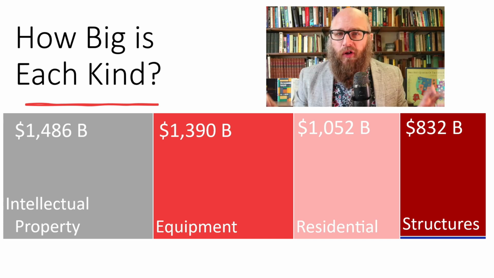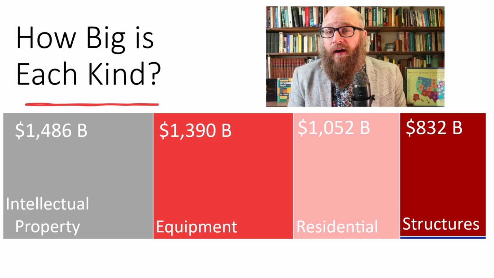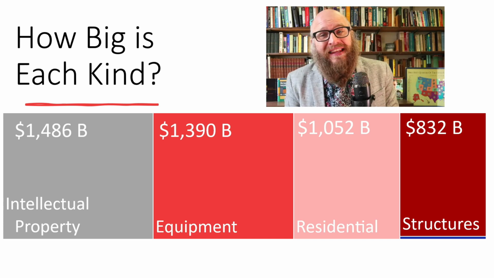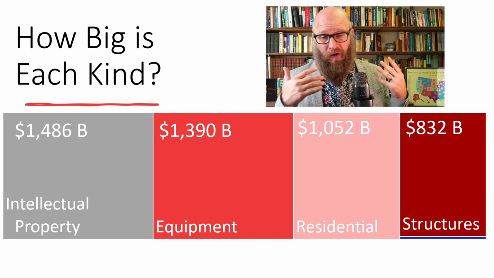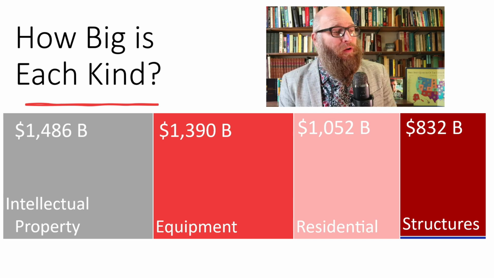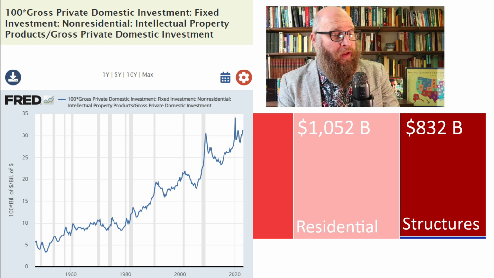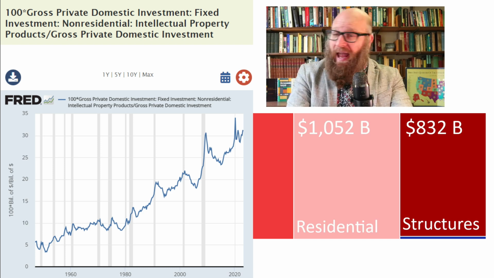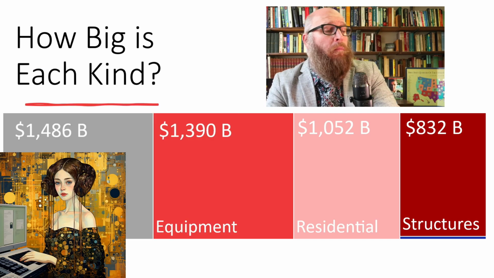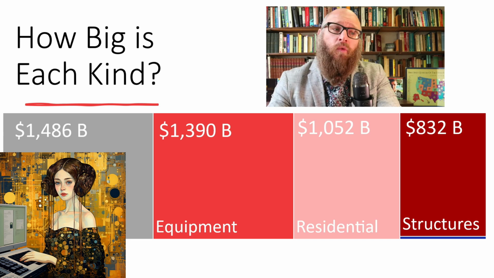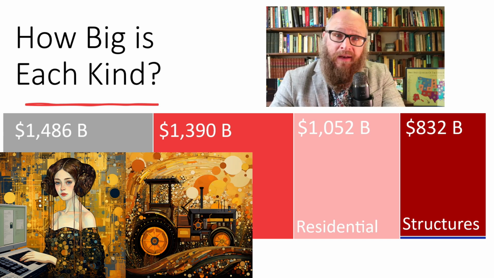And here are all the little components. The largest share of investment in a given year is intellectual property. The 2020s are a different decade. We now write more software and create more digital capital than any other period in history, and its share continues to grow: 1.48 trillion a year compared to the 1.39 trillion invested in equipment.